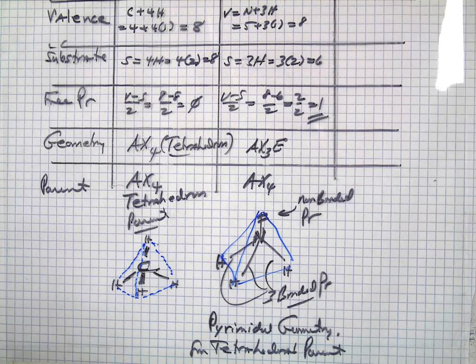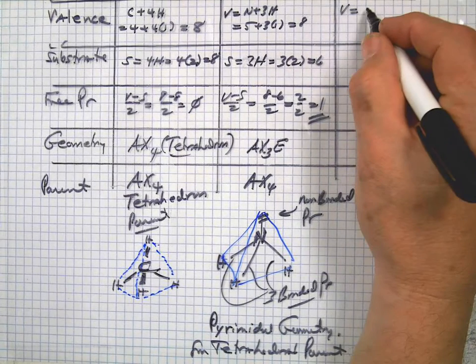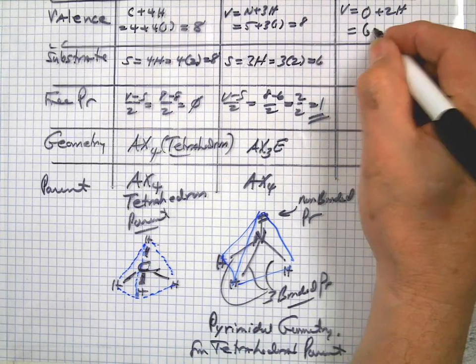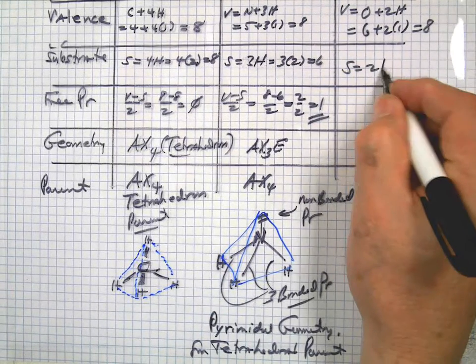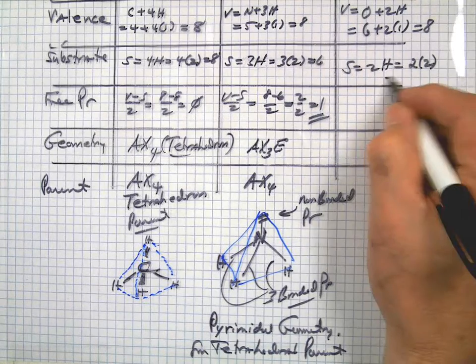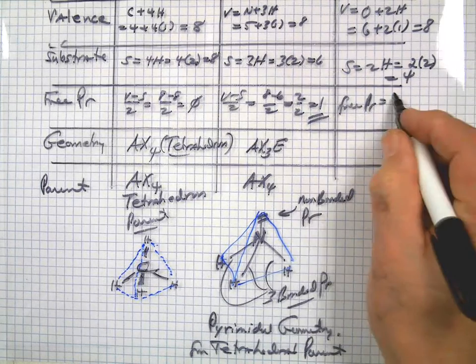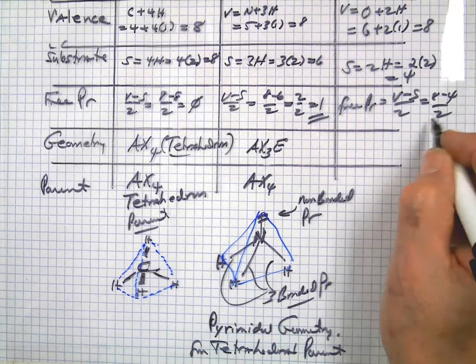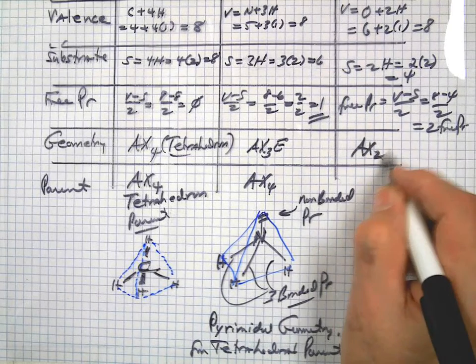Water does the same thing in terms of how it evolves into its geometry based on calculation. The valence is an oxygen plus 2 hydrogens, which is 6 plus 2 times 1, which equals 8 valence. The substrates are 2 hydrogens, which is 2 times 2, which is 4. And so free pair is valence minus substrate over 2, which is, of course, 8 minus 4 over 2, and gives me 2 free pair. So its geometry is an AX2E2.